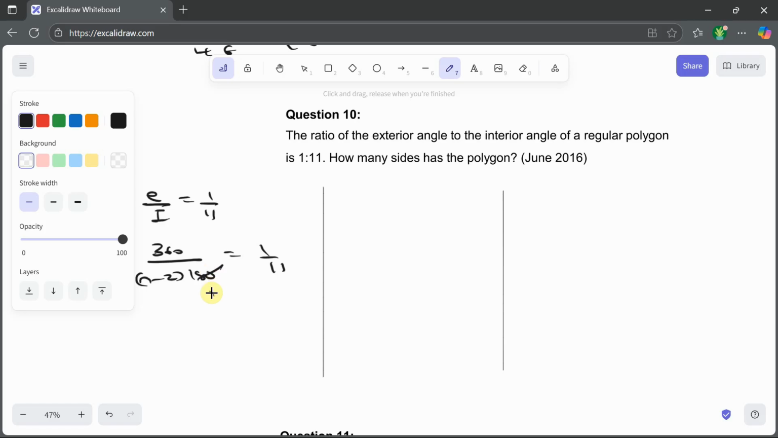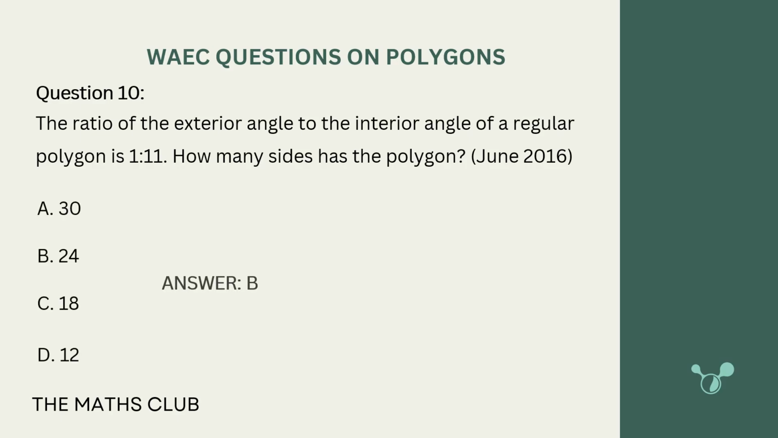So this can cancel, this will be 2, and if I cross multiply, this will be n minus 2 is equal to 11 times 2. So n minus 2 is equal to 22. n will be equal to 22 plus 2. Our n is equal to 24. So the number of sides of the polygon is 24. Let's see if we're correct. That will be option B. Great.